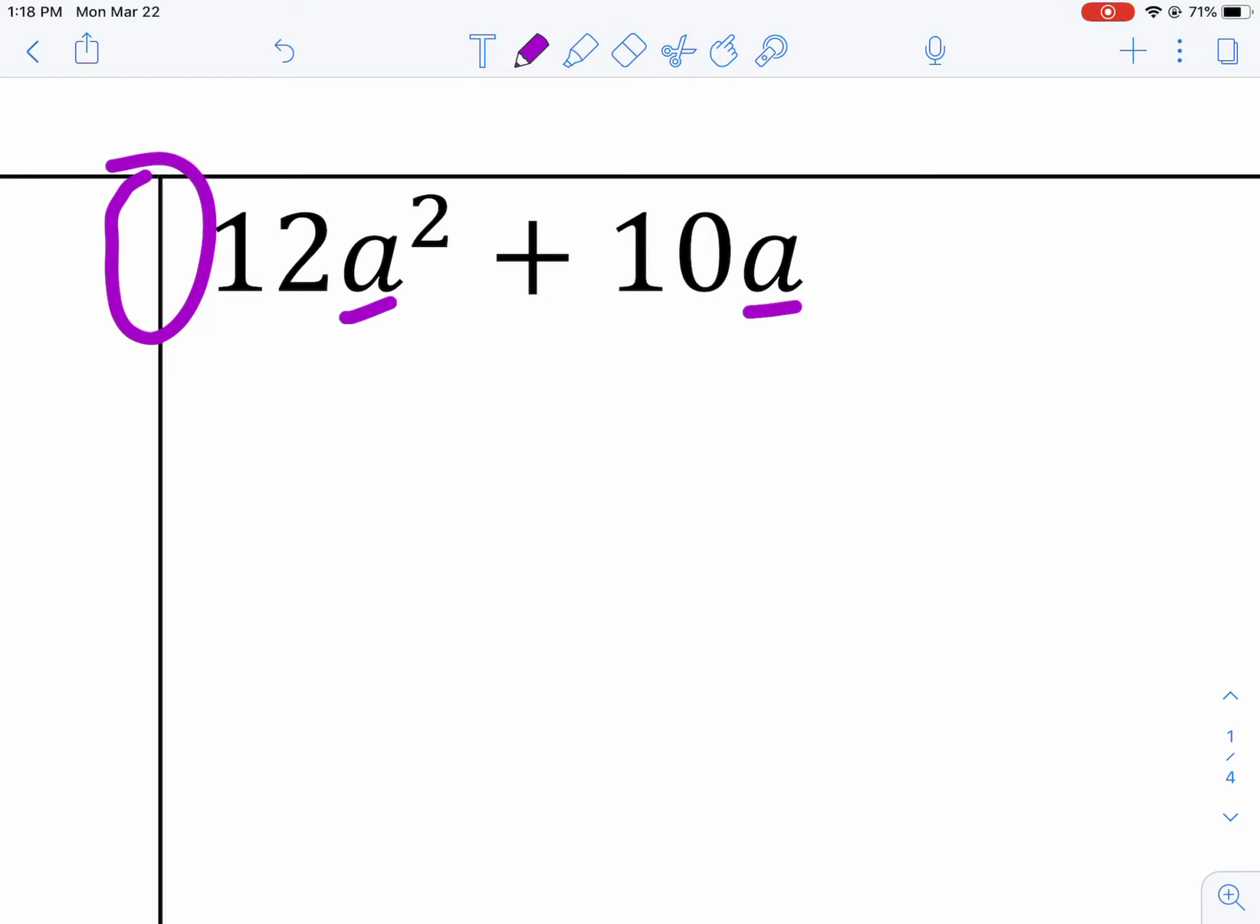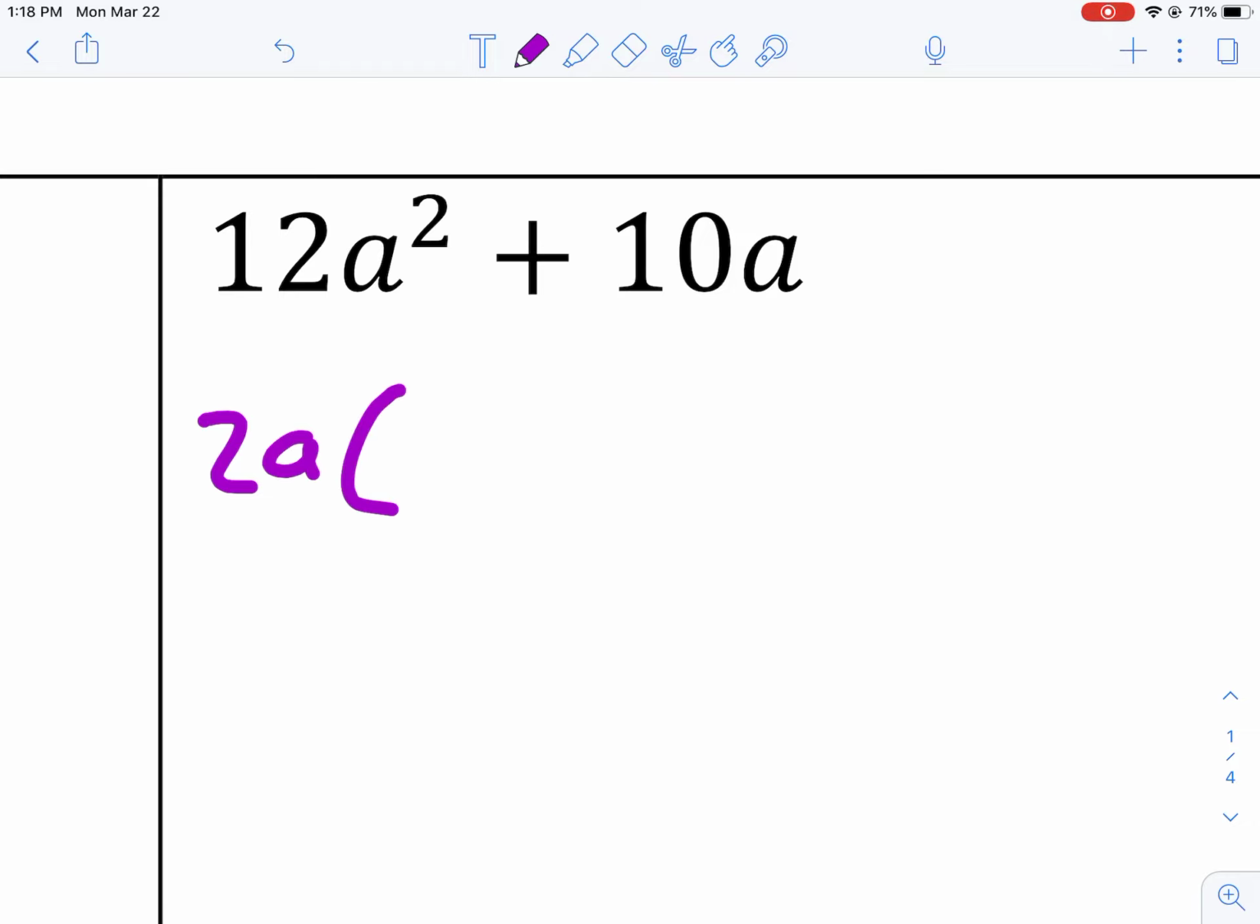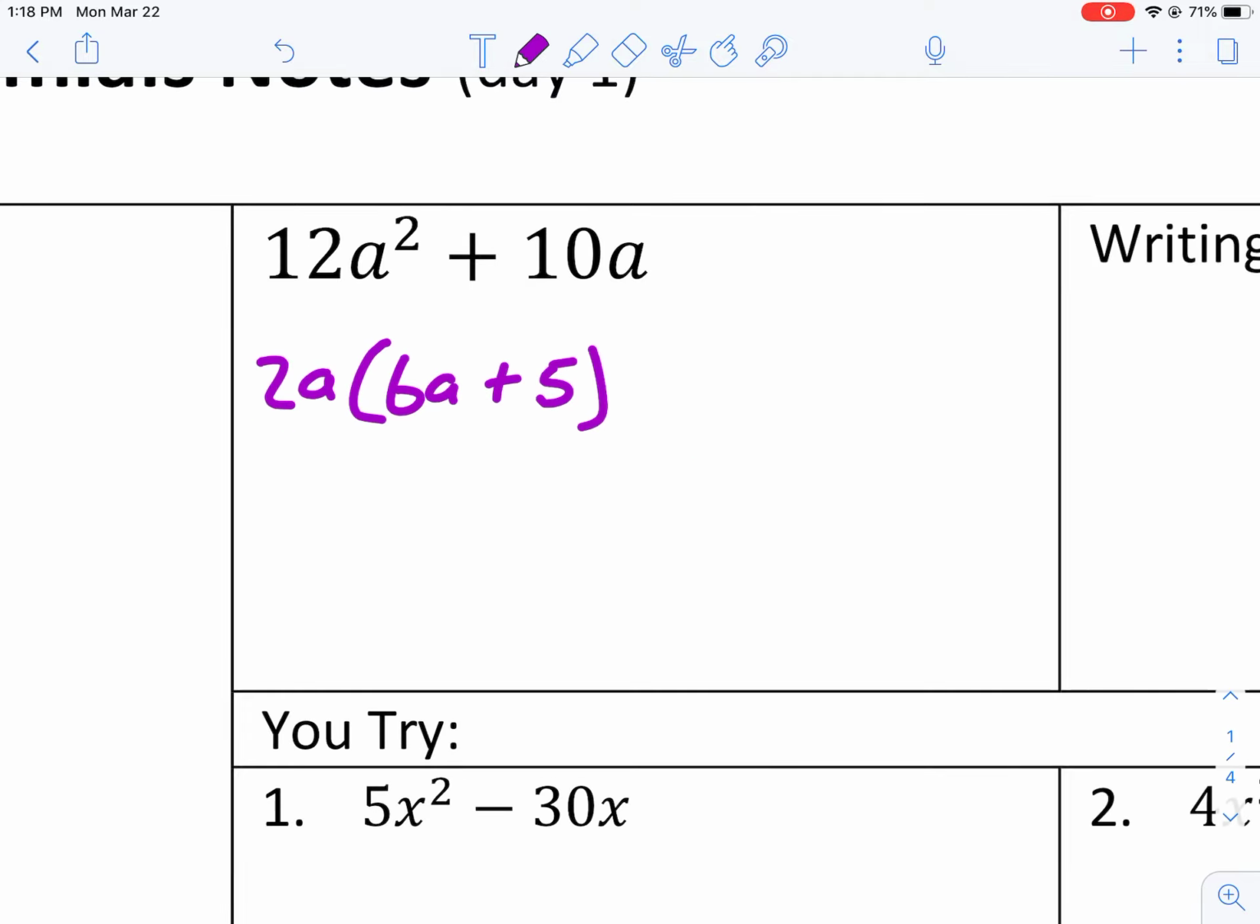So looking at the numbers here, we've got 12 and 10, all right? Their common factor is 2, so we're going to pull out a 2, but then we're also going to pull out an a. And so what do we have left? 12 divided by 2 is 6, and then we have 1a there, and then 10 divided by 2 is 5. So this would give us 2a times (6a plus 5), all right? And that's it, so it's already factored. So that's kind of easy, if you have that situation.